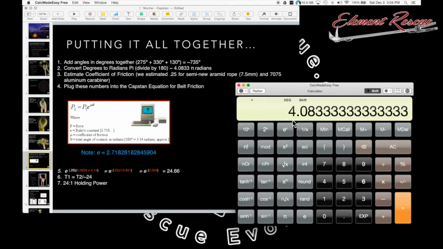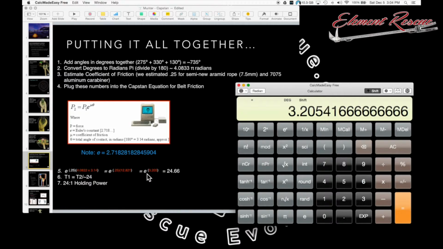So we take that number 4.083 and we get rid of pi by multiplying that by 3.14. That gives us 12.821. Now, remember, we always do parentheticals first, so we finish this up. So we got that one nailed down. Now we need to multiply that by our coefficient of friction. So that's just that number times 0.25, and that will give us 3.205, which we have right here.